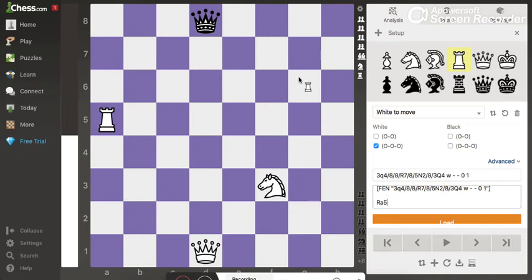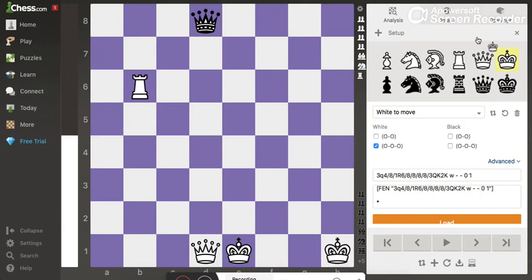Okay, so let me tell you about the castling rule. So this is the king, this is the rook. The rules of castling are: the king and the rook shouldn't have moved from the start of the game. Then only you can castle. If your king has moved, or if your rook has moved, then you can't castle.